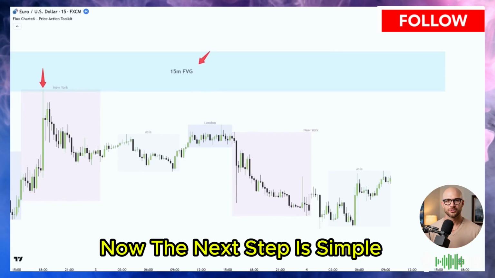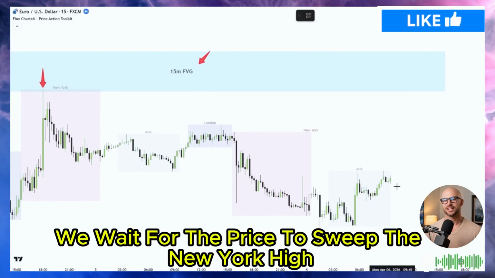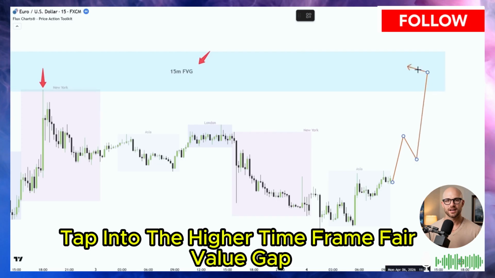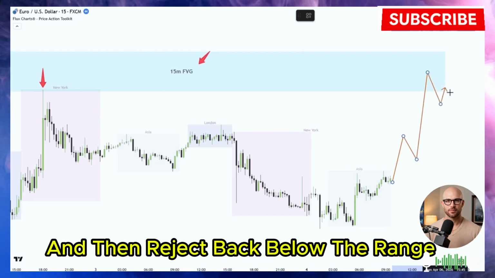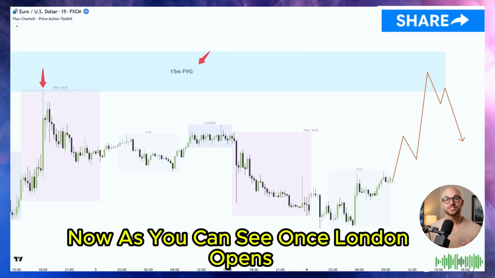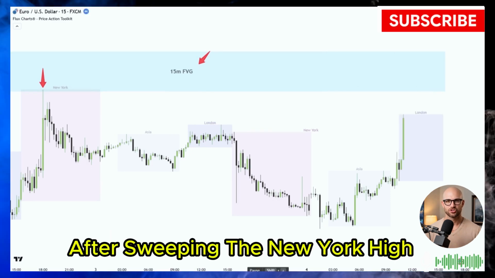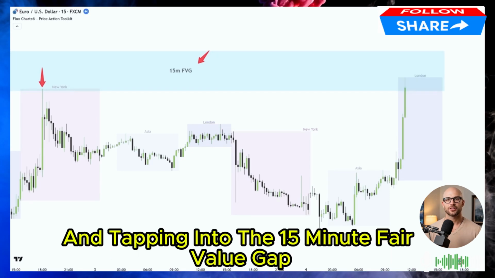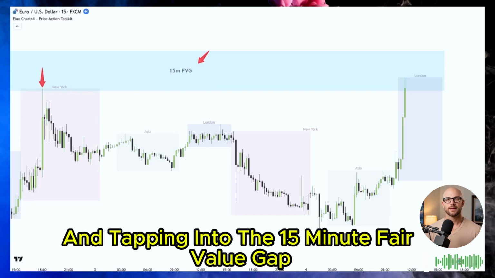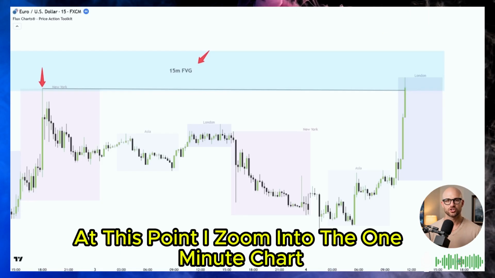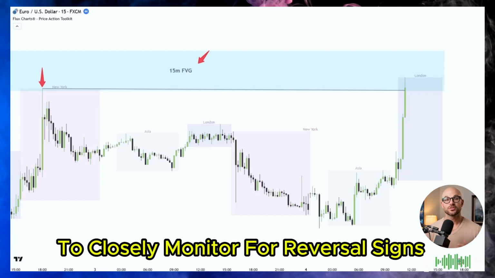So now the next step is simple. We wait for the price to sweep the New York high, tap into the higher time frame fair value gap, and then reject back below the range. Now, as you can see, once London opens, price starts pushing higher. After sweeping the New York high and tapping into the 15-minute fair value gap, it begins to show rejection. At this point, I zoom into the 1-minute chart to closely monitor for reversal signs.